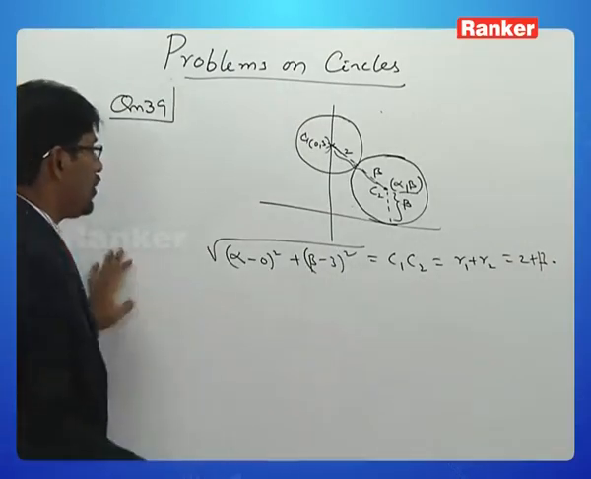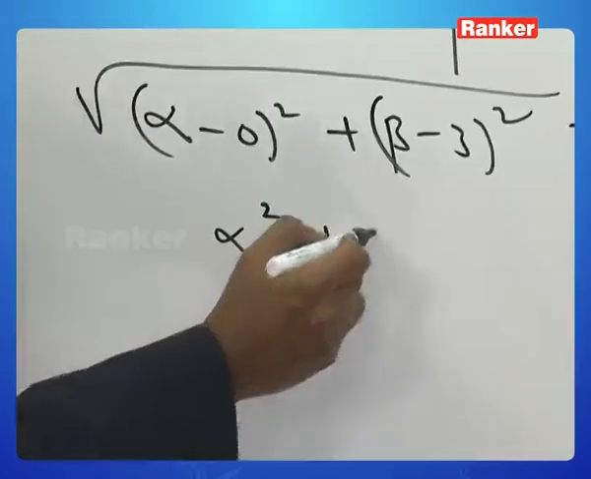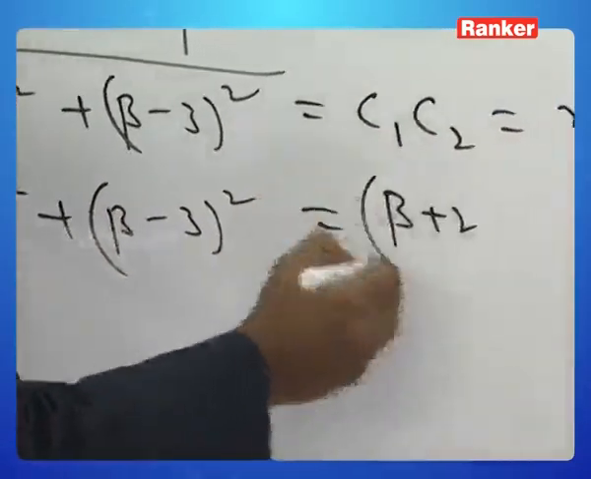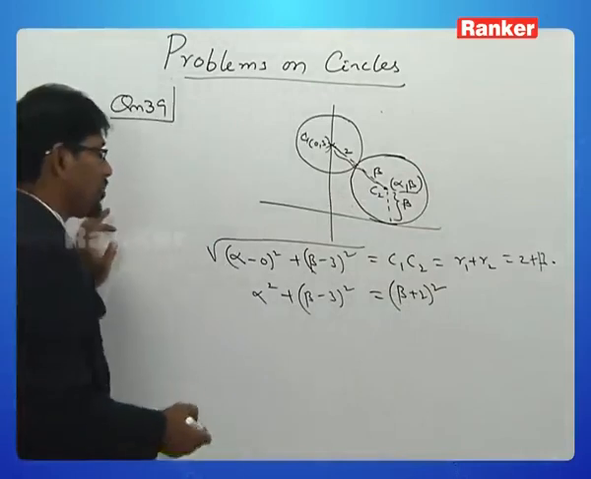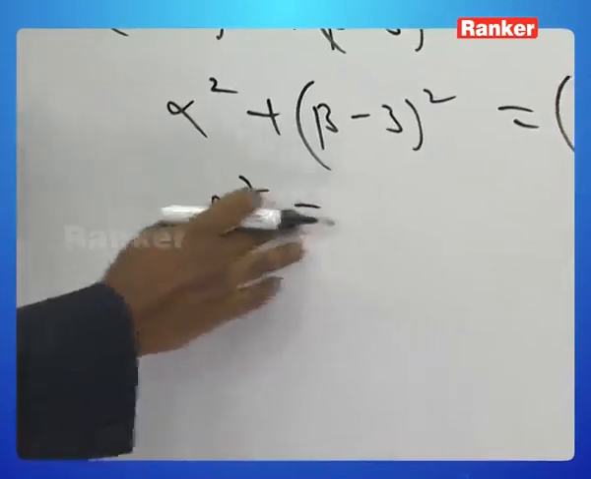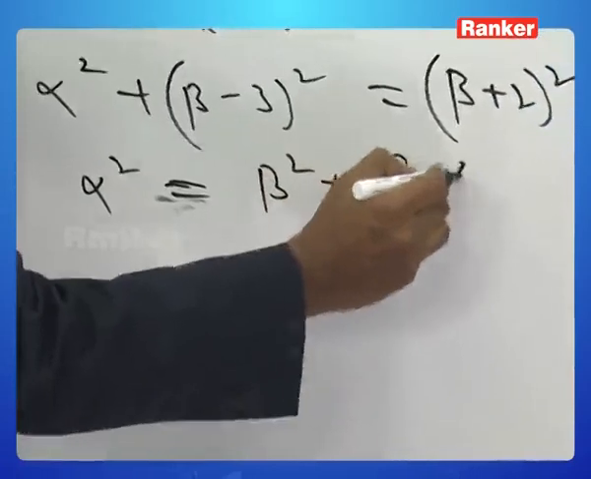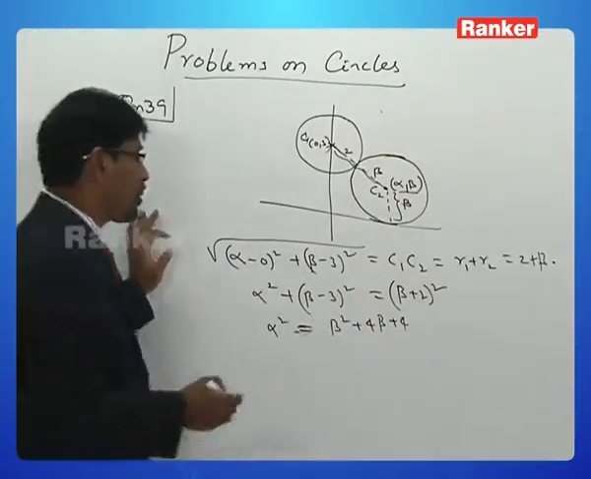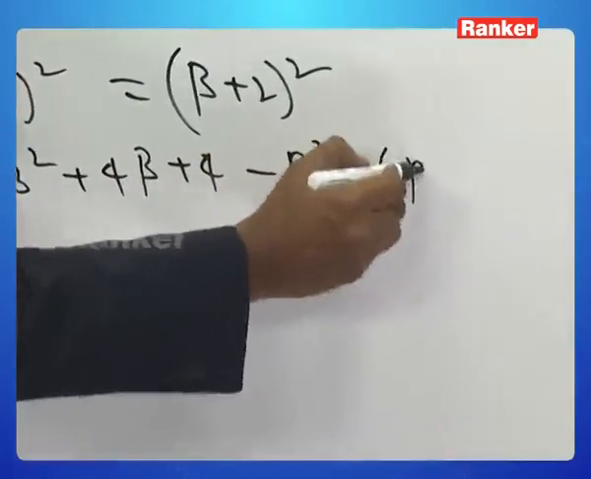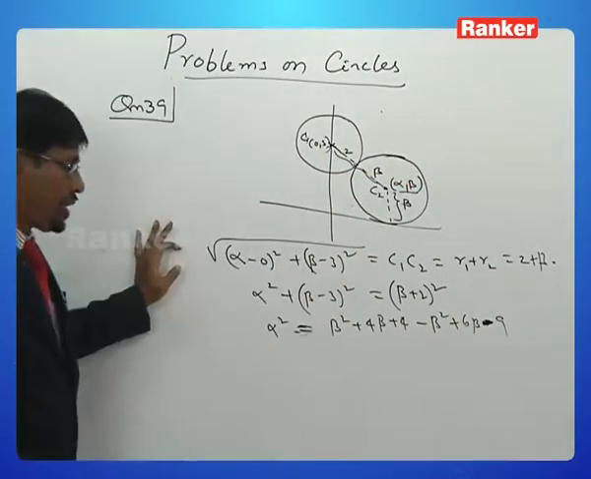Okay. Now we'll square both sides. What do we have? I want to get rid of the square root. Alpha square plus beta minus 3 the whole square is equal to beta plus 2 the whole square. So alpha square is equal to beta square plus 4 beta plus 4. Let's carry this beta minus 3 the whole square to that side. That is minus of beta square minus 6 beta plus 9, minus 9, because plus 9, then I take it to the other side, minus 9.